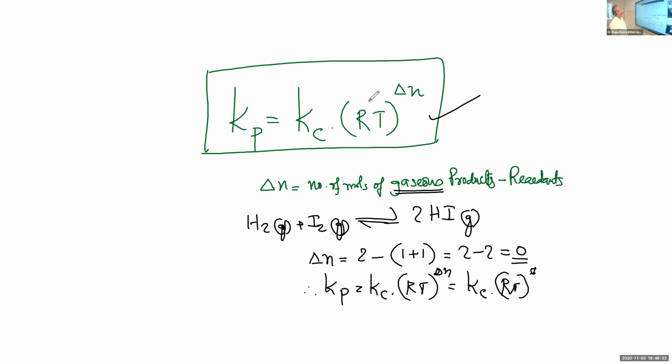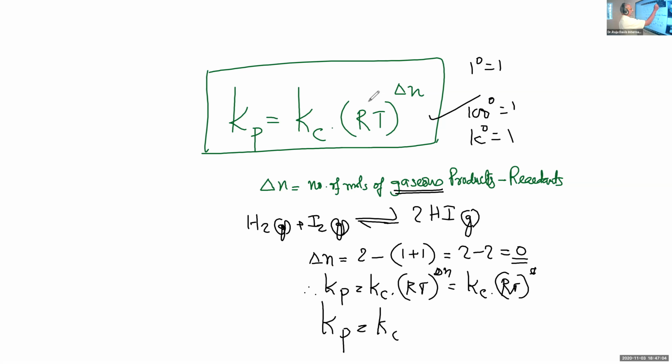Any quantity raised to the power 0 is equal to 1. 1 raised to 0 is equal to 1. 100 raised to 0 is equal to 1. K raised to 0 is equal to 1. Anything raised to 0 is equal to 1. Therefore, Kp is equal to Kc for this reaction. That is, the number of moles on both sides are equal. Then Kp is equal to Kc.